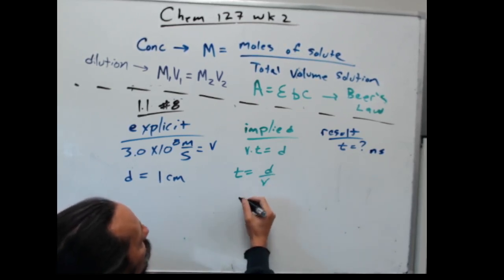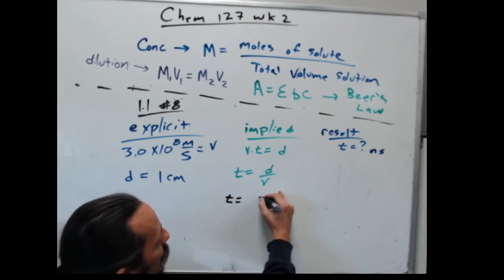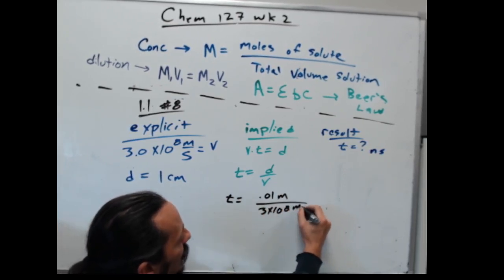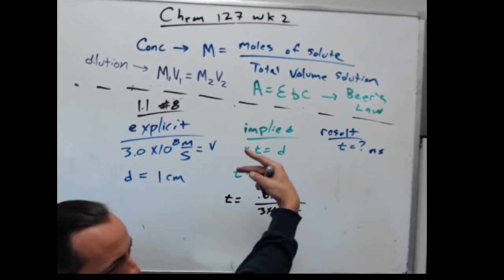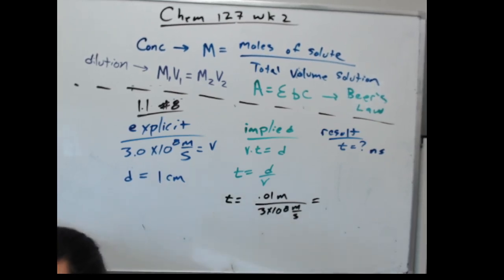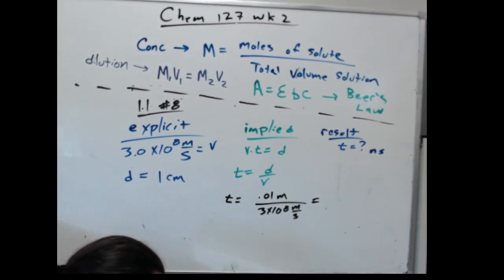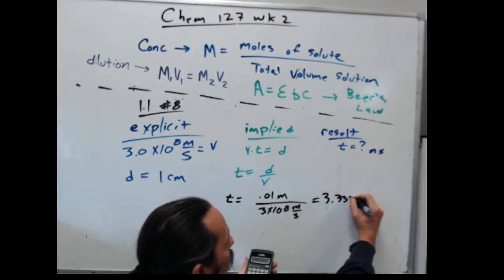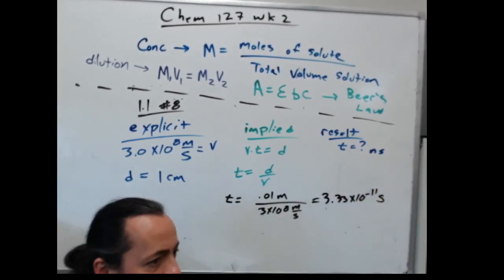So I'm going to go ahead and do time is equal to 0.01 meters divided by 3 times 10 to the 8th meters per second. Meters is going to cancel out. 1 over 1 over seconds becomes seconds. And I get some answer for that. 0.01 divided by 3 times 10 to the 8th. Was that right? Yeah, that's right. Okay. So we end up getting 3.33 times 10 to the minus 11 seconds.